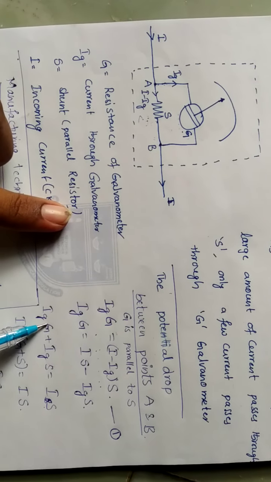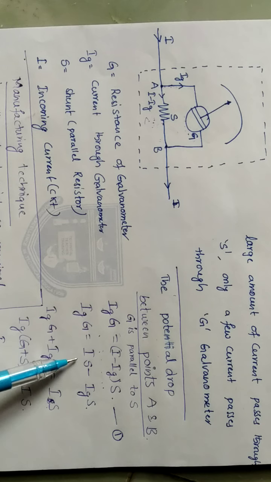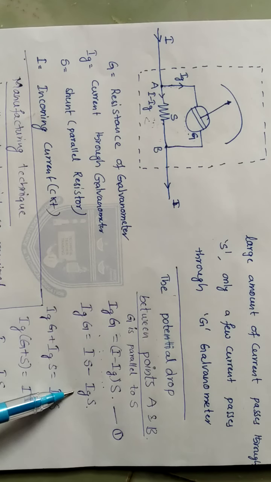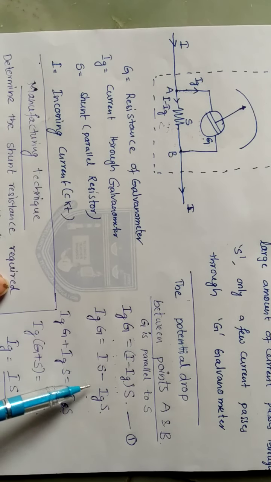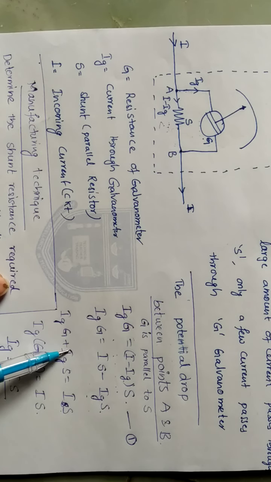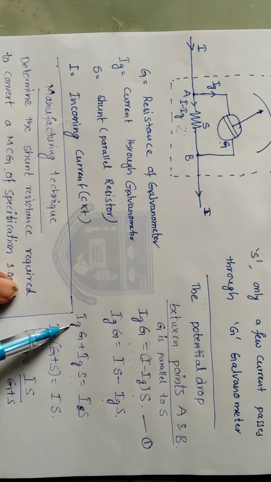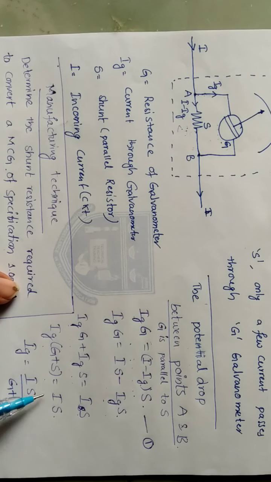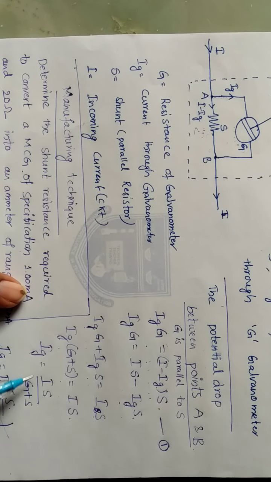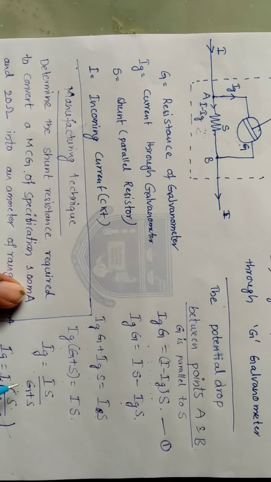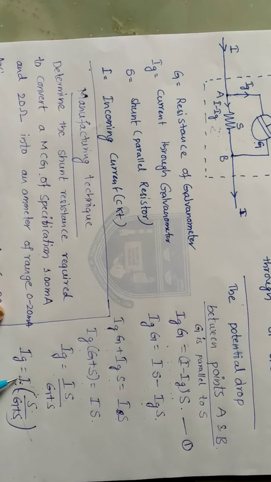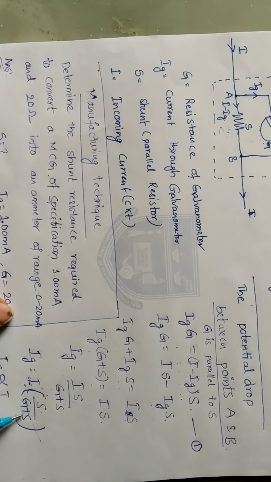By simplifying, we get Ig into G equal to I into S minus Ig into S. Bringing Ig S to this side, it becomes plus Ig into G plus Ig into S. Taking Ig as common, Ig into (G plus S) equals I into S, and finally Ig equals I into S divided by (G plus S).